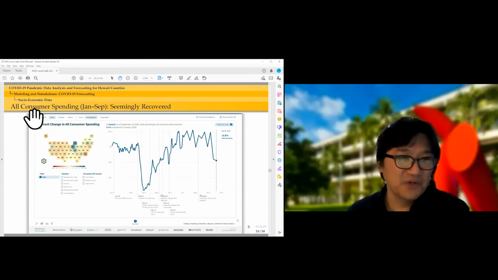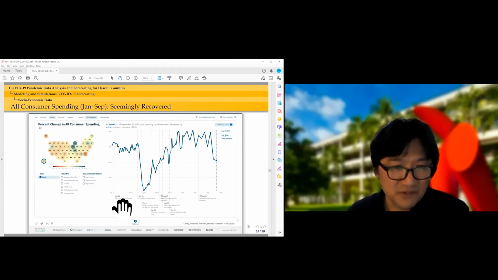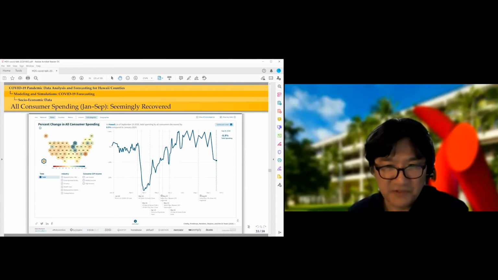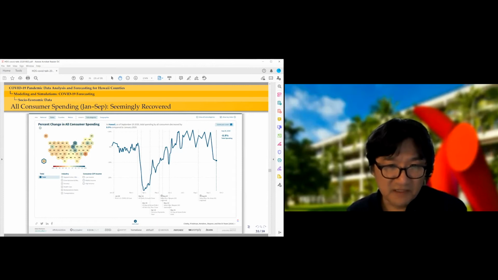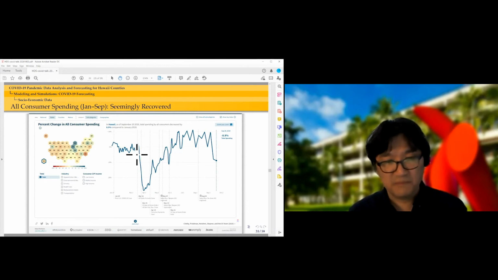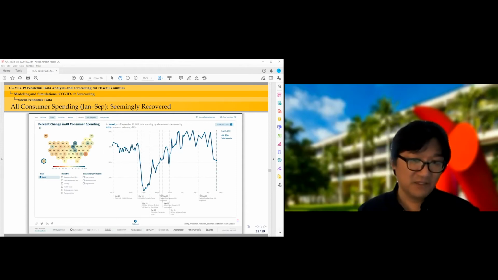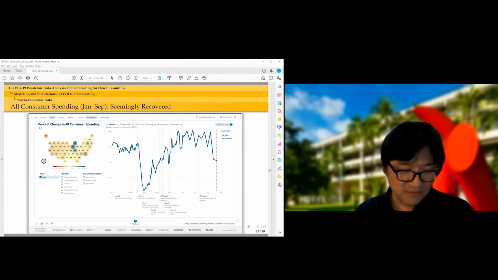So here is all consumer spending, from January to October 1st. This is mid-March and this is May 1st. It seriously went down and then grew back up. But the key point is that we almost recovered spending here, and it's even 10% higher than what we did before the pandemic, or probably the last year. So let's just hold on this one.